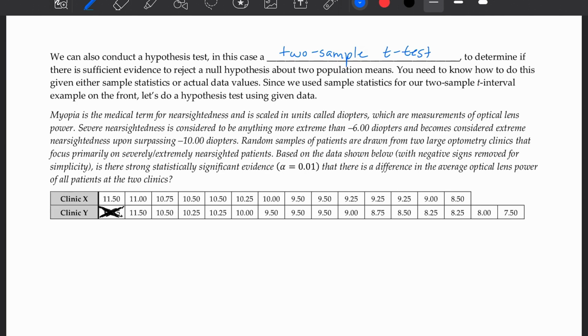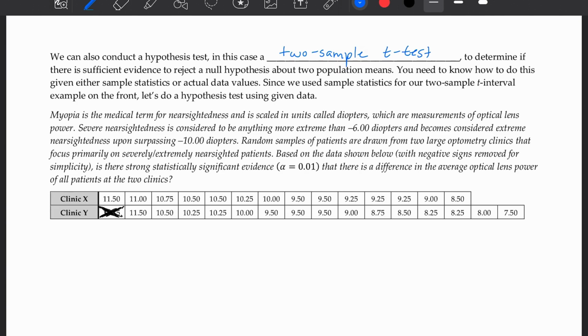Myopia is the medical term for nearsightedness, scaled in units called diopters, which are measurements of optical lens power. Severe nearsightedness is considered to be anything more extreme than negative 6.0 diopters and becomes considered extreme nearsightedness when surpassing negative 10 diopters. Random samples of patients are drawn from two large optometry clinics that focus primarily on severely, extremely nearsighted patients.